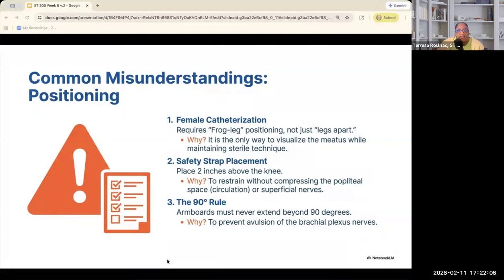So if we're in a case and someone suggests a shortcut in positioning, how might you explain your concern using safety instead of authority? It could be a brand new intern. It happens. How are you going to explain to them, wait, we can't do this, because you may be in that position sooner rather than later, believe it or not.